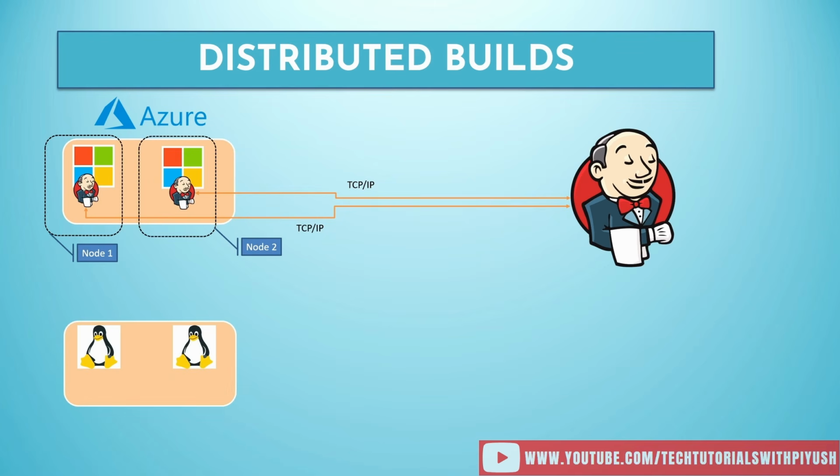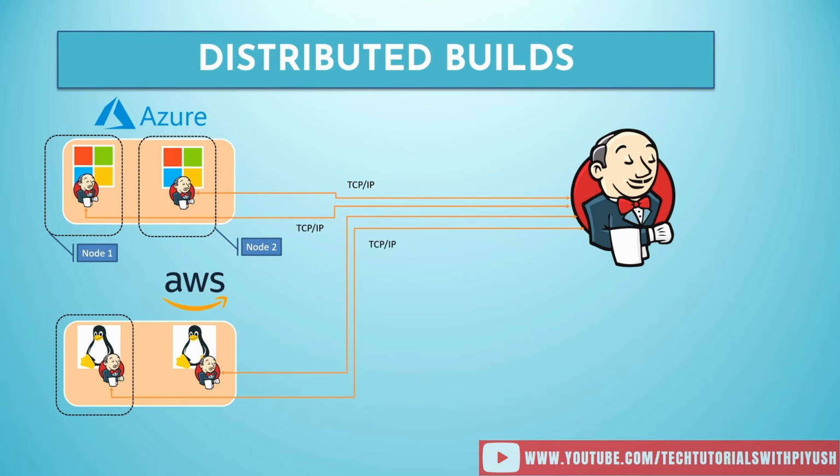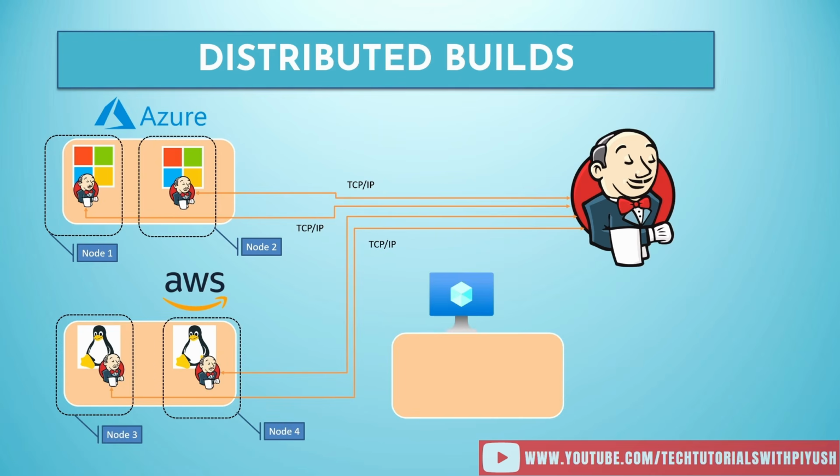The same way, let's say we have two Ubuntu based machines which are hosted on AWS cloud. Again, we can install Jenkins agent on each of those, and those Jenkins agents set up bidirectional communication with the Jenkins master using the TCP/IP protocol, and we call them node 3 and node 4 respectively. The same way, we can have it installed on an on-prem server.